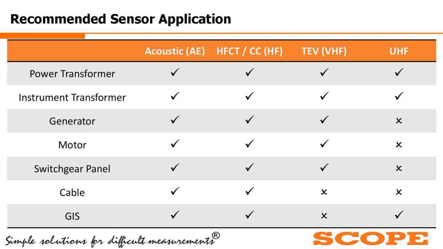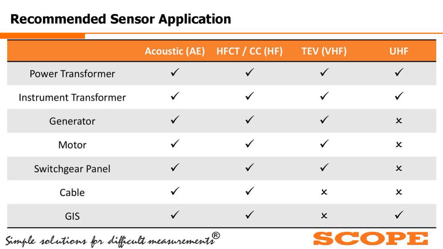Similarly, for the instrument transformers, and in case of generators and motors, acoustic is not that much useful, but theoretically it can be used, because generators and motors at the time of running generate a lot of sound. So acoustic is very rarely used in case of a generator or motor.